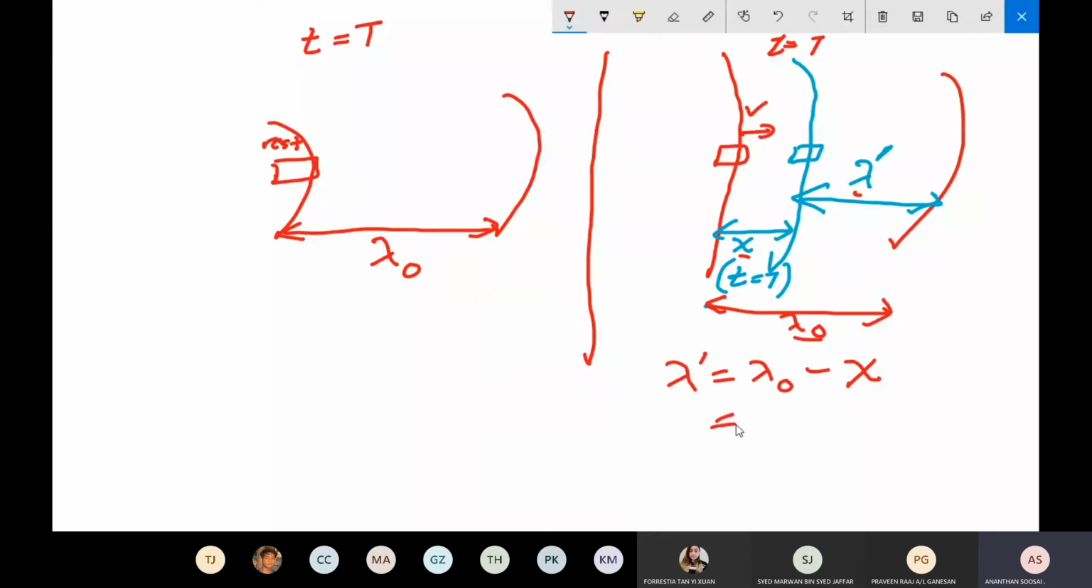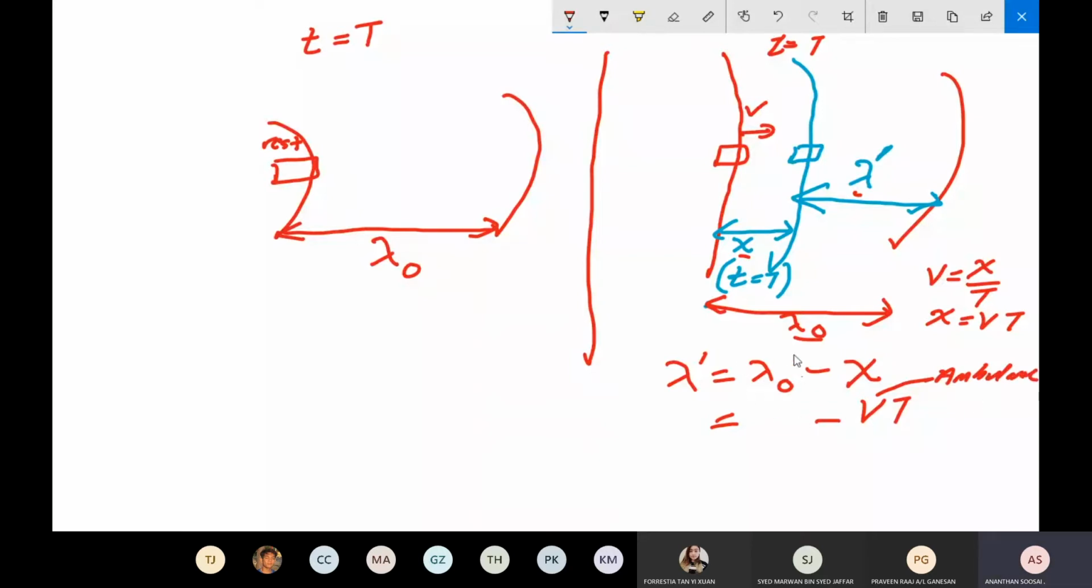Before we go to lambda naught, the x, the distance traveled by the ambulance, we can write in terms of the speed of the ambulance and time. Speed equals distance over time, right? So the distance traveled is the speed of the ambulance times the time taken, vt. So we substitute x as vt. This v is the speed of the ambulance. Remember, it's the speed of the ambulance.